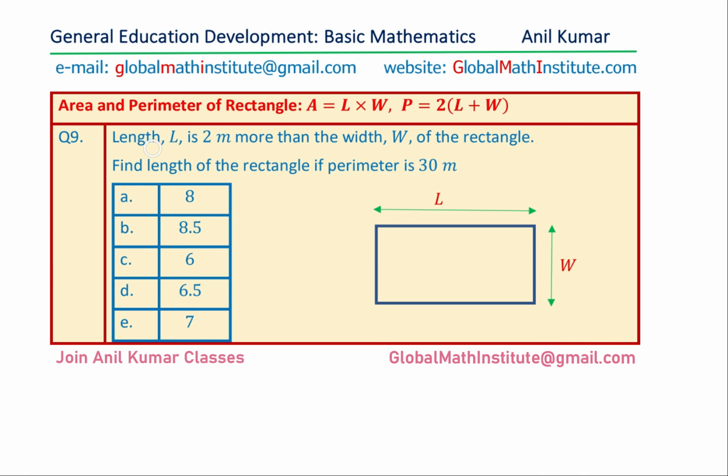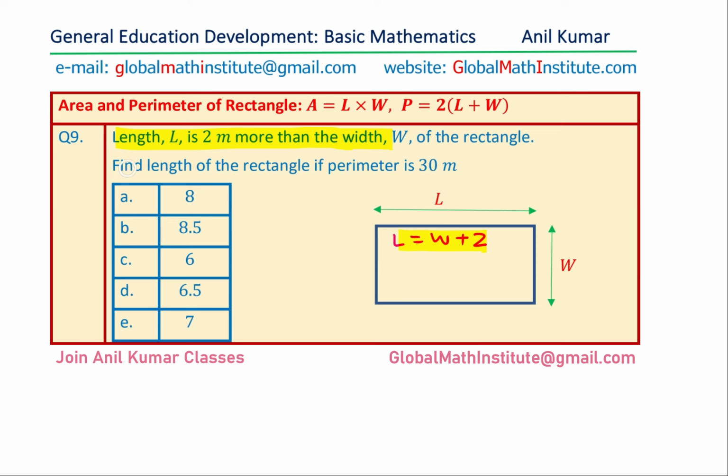Here, the length L is 2 meters more than the width W. So length is 2 meters more than width. 2 meters more than what? Width. So width plus 2. That is how we are going to write this, and that is how we are going to translate the expression: length is 2 meters more than width. You get the idea, right?